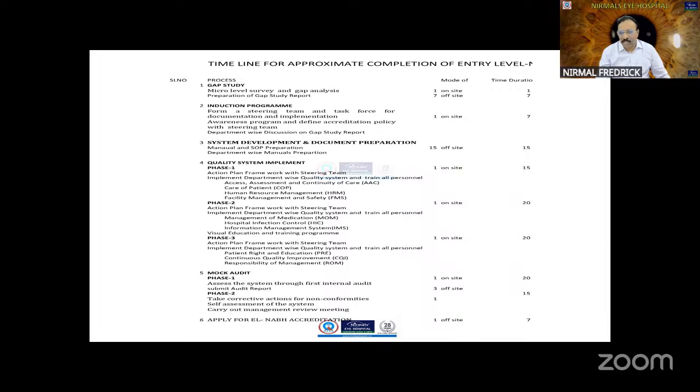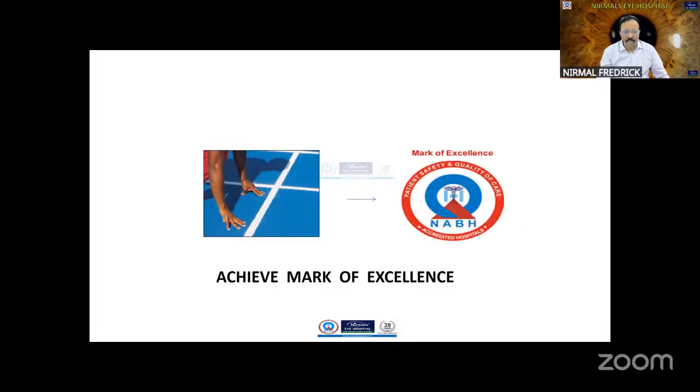And so they might give you some non-conformance report, and you have to close those non-conformances diligently within a time frame, and then support to close all the non-conformances and achieve the mark of excellence.